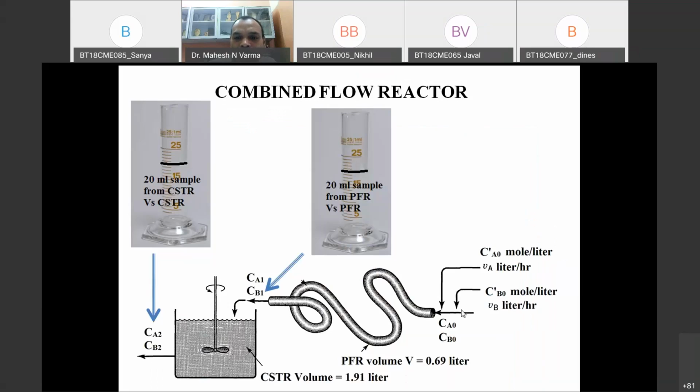So pictorial representation. If I represent the same thing pictorially, I will have some solution. This is the solution filled in a tank, the NaOH tank. The concentration of the solution filled in the NaOH tank is C dash A0 moles per liter, and this is the flow rate of the NaOH solution, liters per hour, LPH. Our rotameter has a unit for flow rate of liters per hour. This is the flow rate, and this is the concentration of ethyl acetate.